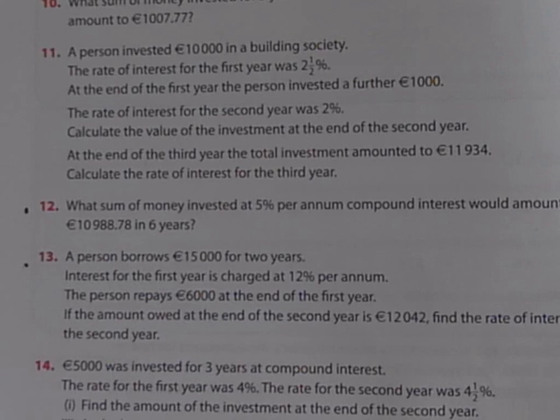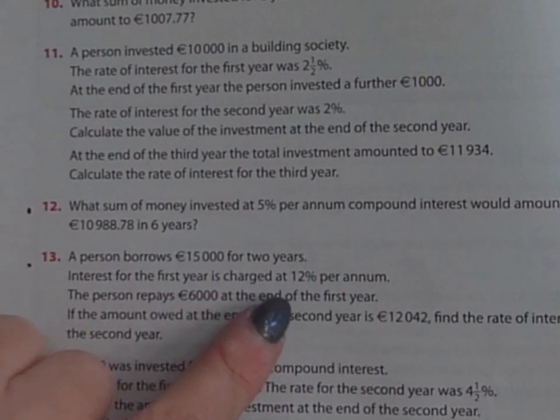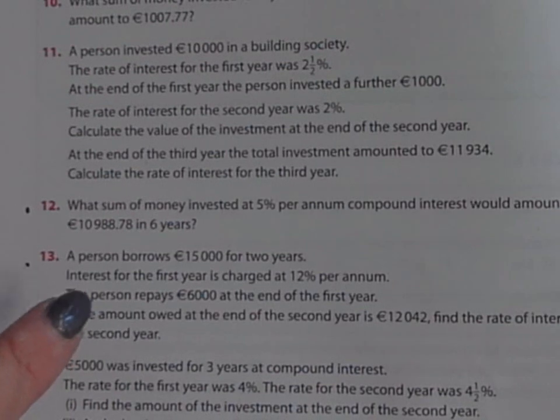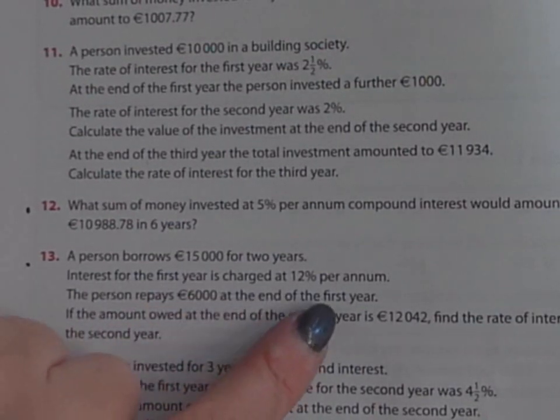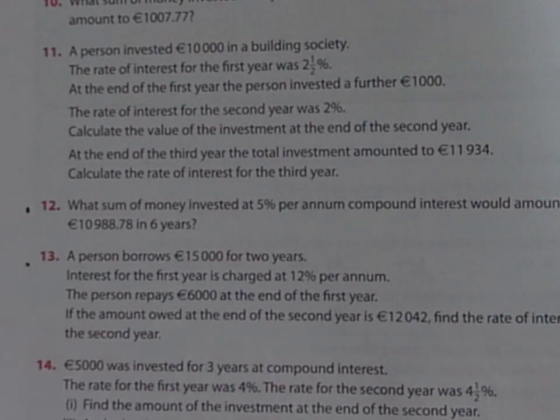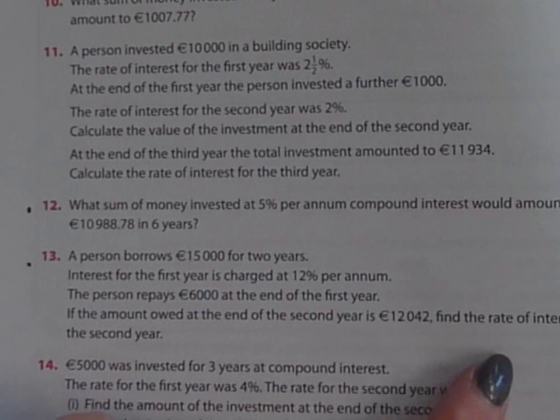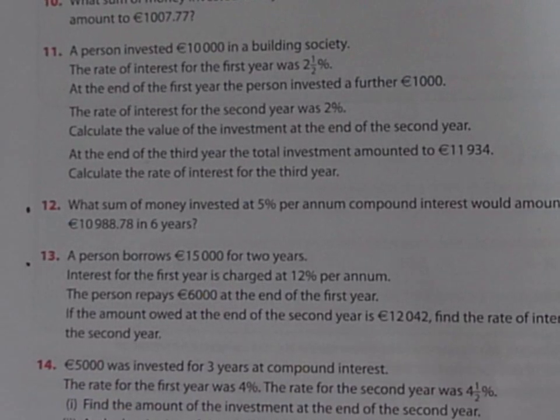Okay. A person borrows 15,000 for 2 years. Interest for the first year is charged at 12% per annum. The person repays 6,000 at the end of the first year. The amount owed at the end of the second year is 12,042. Find the rate of interest.